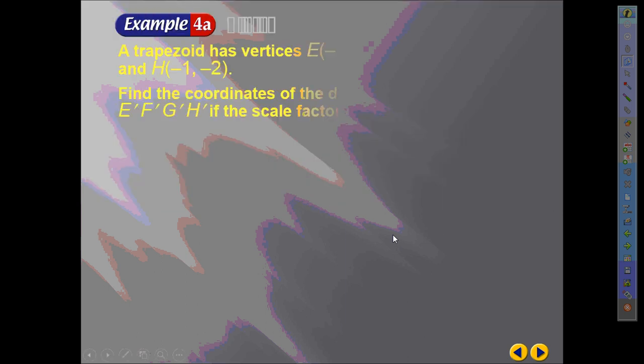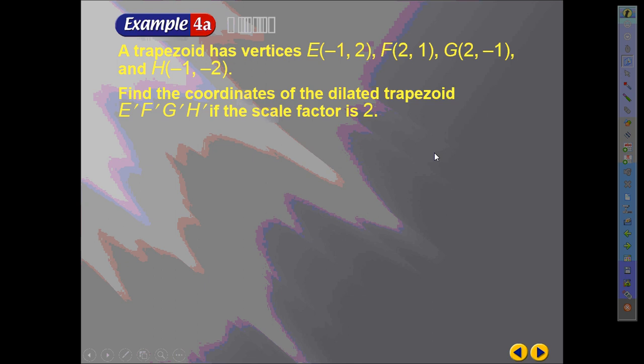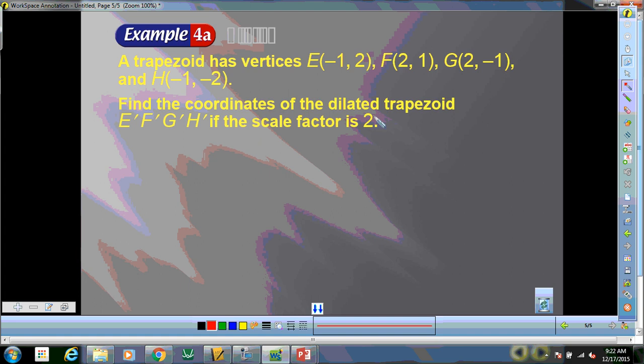If we look at some examples, we have the trapezoid EFGH. Find the coordinates of the dilated trapezoid if EFGH has a scale factor of 2. So scale factor is how much bigger is it getting. And notice this number is bigger than 1. Again, we talked about 1 is the whole. So if it's bigger than 1, it's getting bigger. If it's less than 1, it's less than the whole. It's getting smaller. So this shape must be getting bigger, and we're dilating it by a factor of 2.